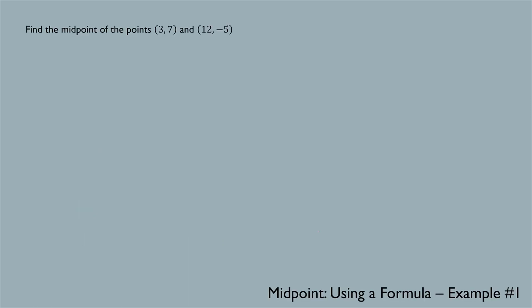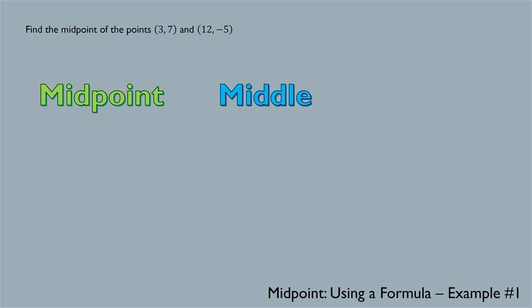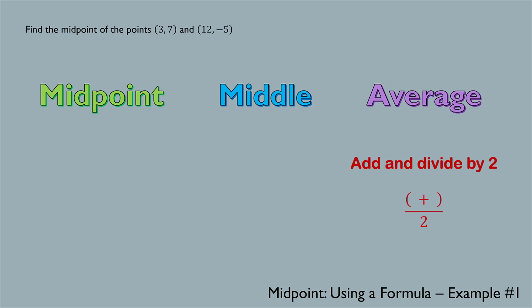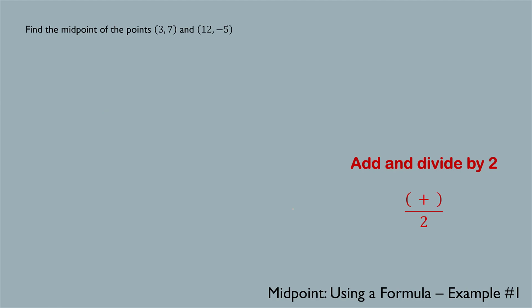Okay? So if I want to find the midpoint of the points 3, 7, and 12, -5, midpoint, think middle, and middle leads me to think of averages. Midpoint, middle, average. And we know finding averages means we add and divide by 2. But how do I add coordinate points? Well, we're going to add the x values and add the y values.